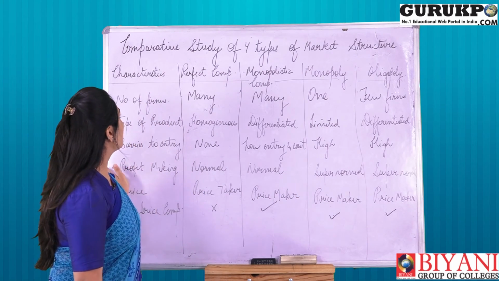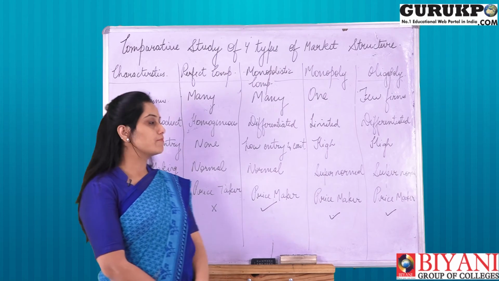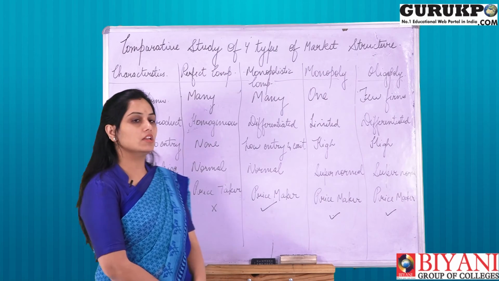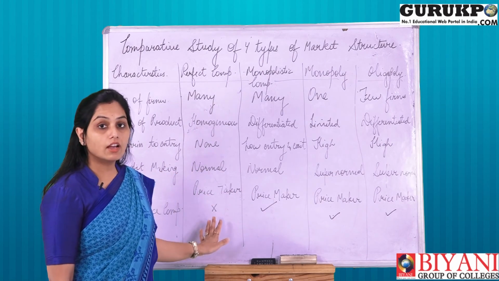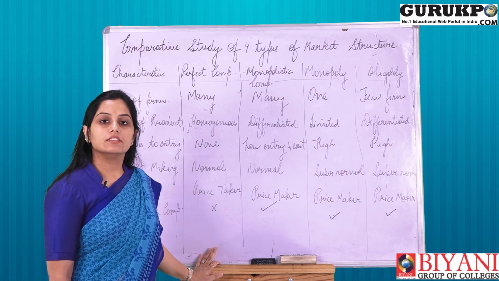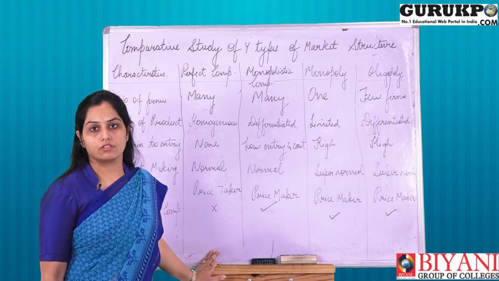So this is all about the comparative study of the four different types of market structure, namely perfect competition, monopolistic competition, monopoly and oligopoly. In the real world, perfect competition doesn't exist. It is an imaginary situation.